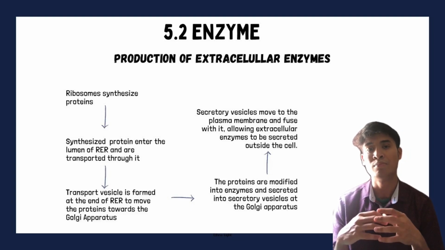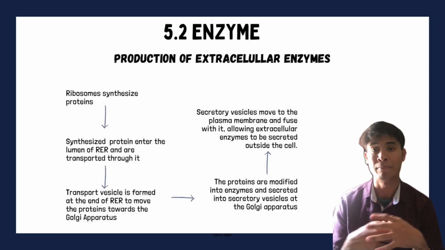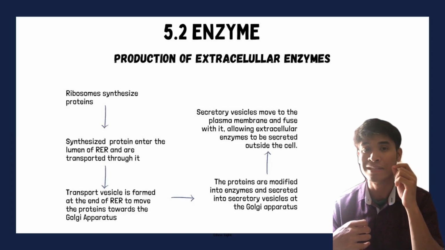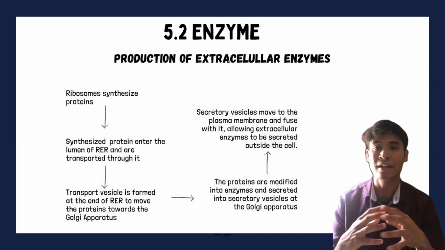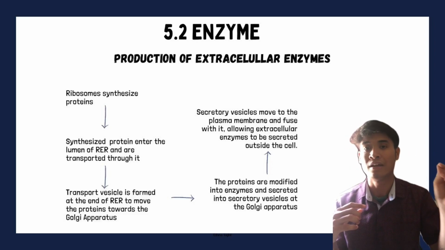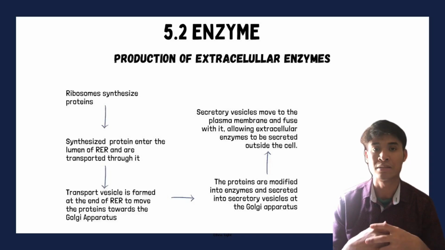Secretory vesicles move to the plasma membrane and fuse with the membrane, allowing the extracellular enzyme to be secreted outside the cell. So it can be said that enzyme production generally begins at the ribosome, then the RER, and then the Golgi apparatus, before being secreted by the plasma membrane.